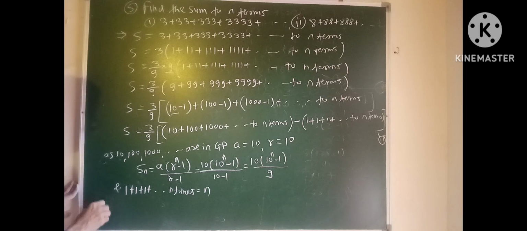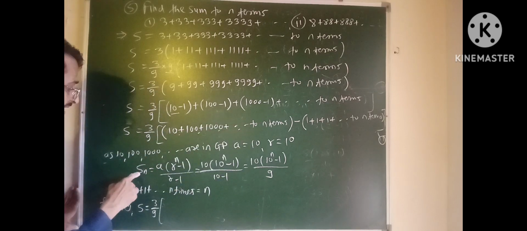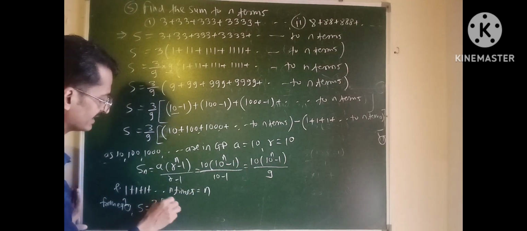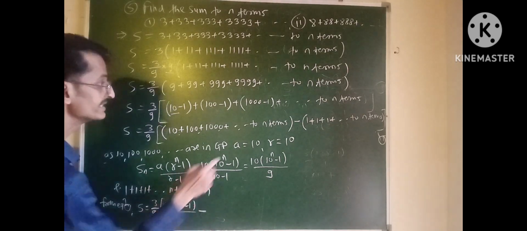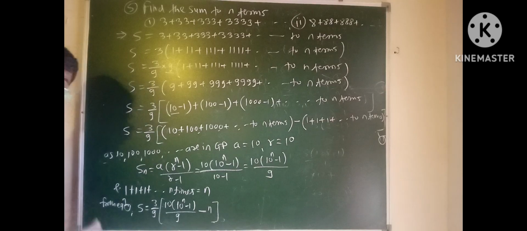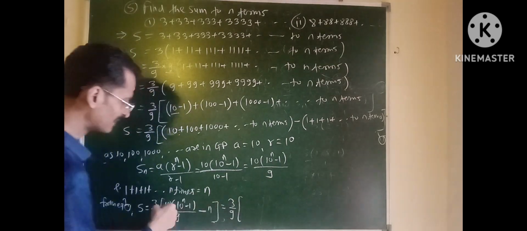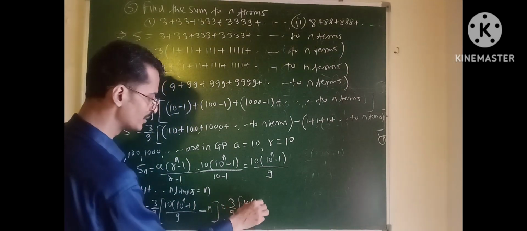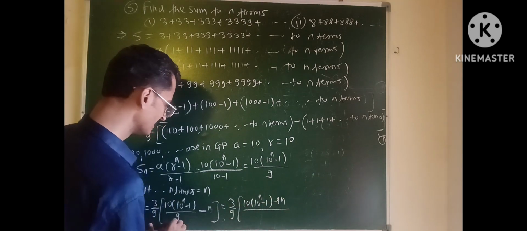So from equation 1, S is 3 upon 9 times the sum of n terms of the GP, which is 10 into 10 raised to n minus 1 upon 9, minus this 1 plus 1 plus 1, n times, which is n. Simplify this. So this is 3 by 9, and with cross multiplication, 10 into 10 raised to n minus 1 minus 9n upon 9.